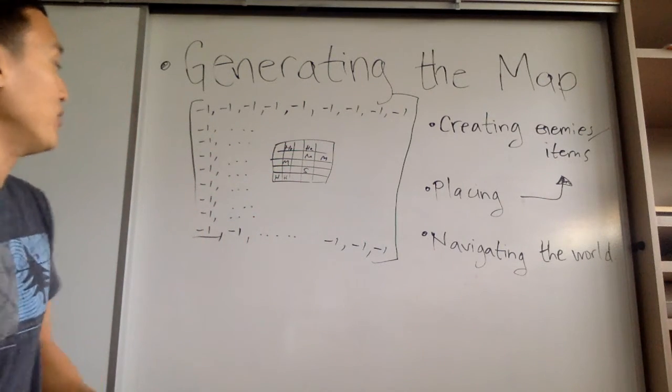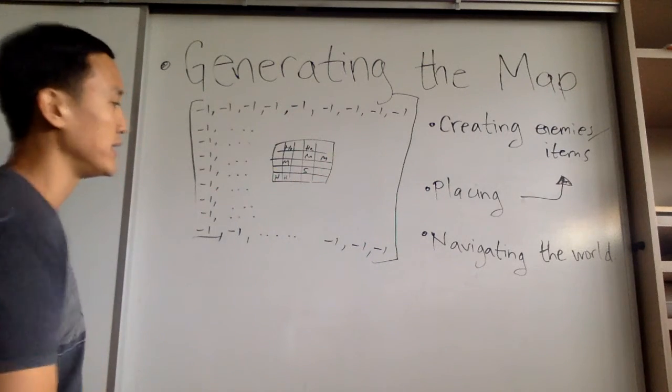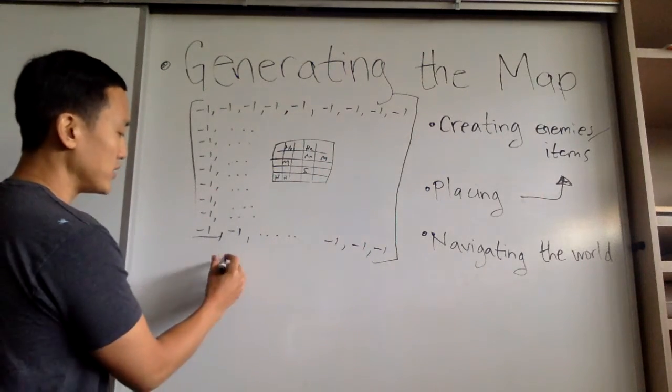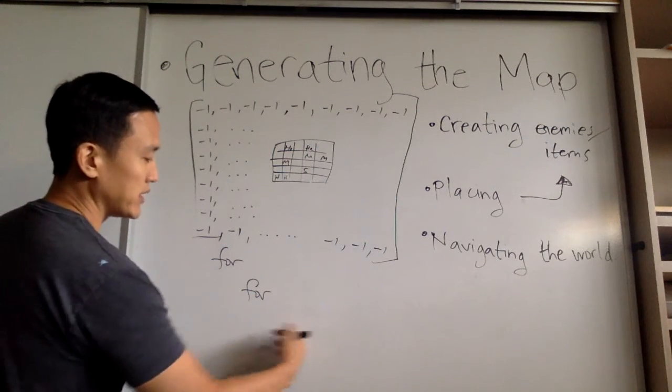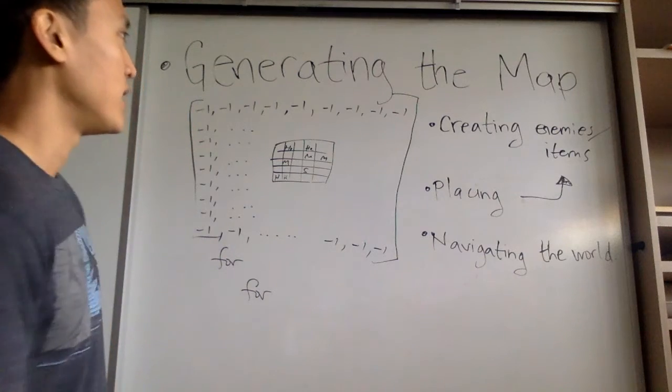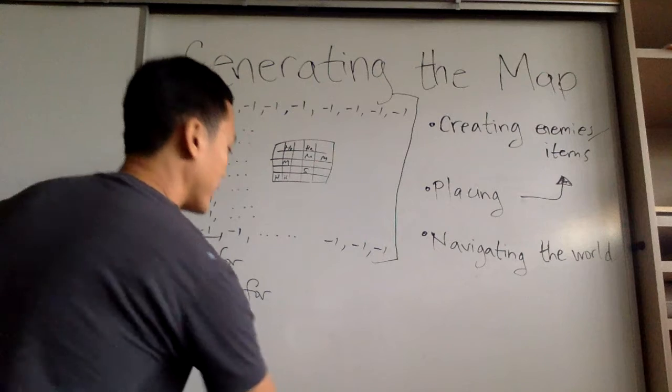And then what do we need to do after generating the map? That's generating the map. So you make the 2D array, initialize every space to -1. So of course we do that using a for loop. So 2 for loops, and we initialize everything. And then after we've initialized, we want to create our items and our enemies.